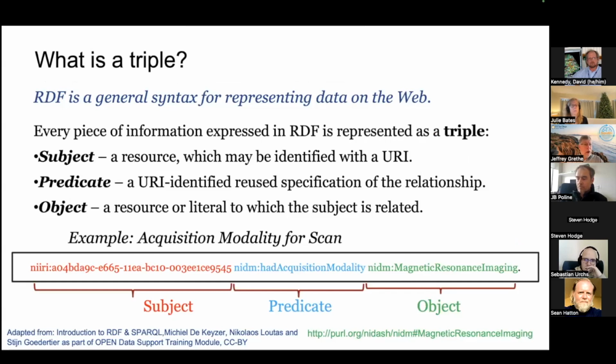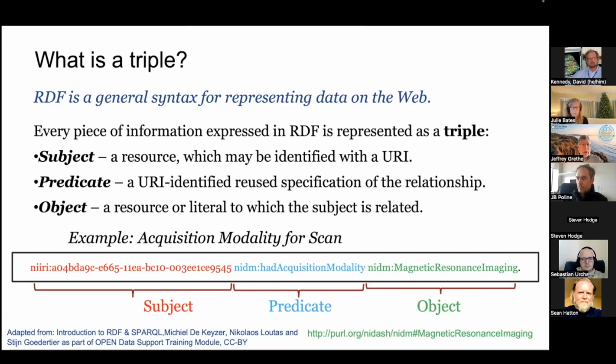RDF really describes everything as a triple. That's getting back to the data lake analogy. We have this whole lake of triples sitting there, where there are associations between the different objects that we are talking about. Within RDF, a triple basically has a subject, predicate, and object.